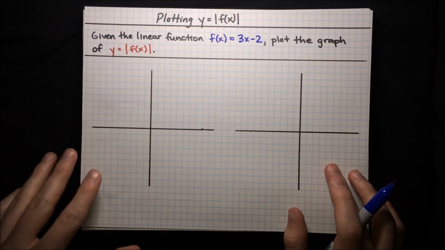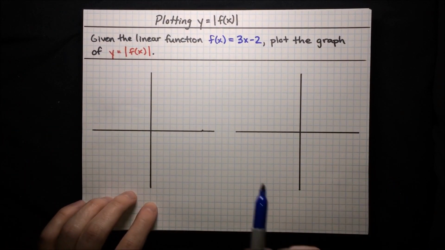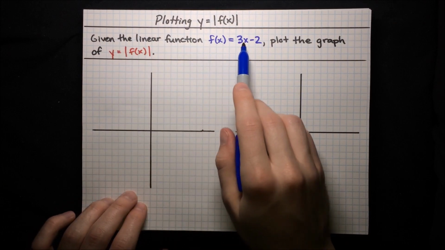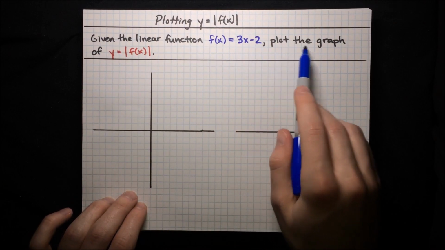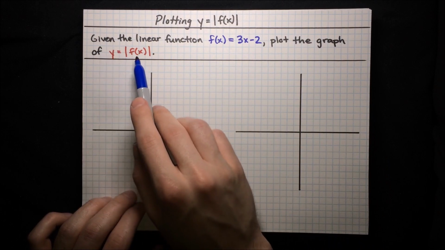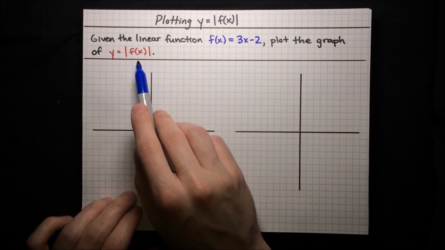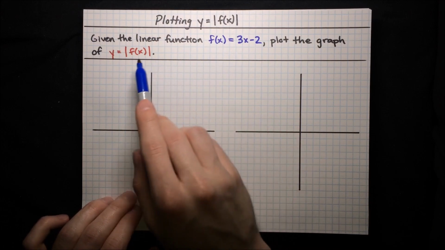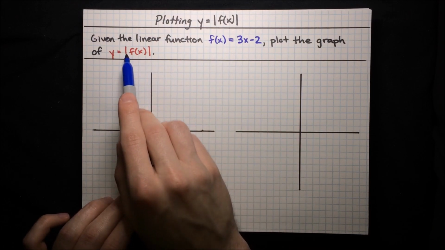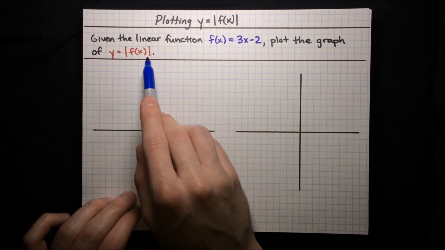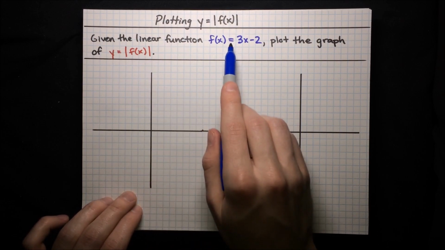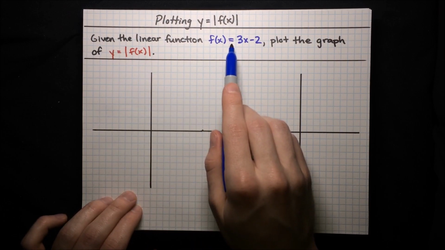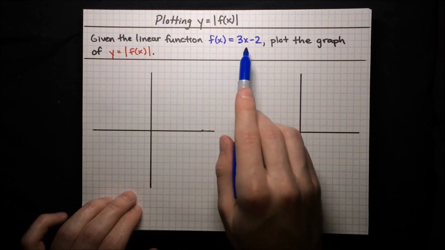Here's another example. It's the same idea. We've got a linear function, f of x is 3x minus 2, and we want to plot the graph of y equals the absolute value of f of x. We're going to do this just like before. We'll use the graph of f of x and then just reflect the negative portion to get the graph of the absolute value of f of x. But first of all, this time we have to construct the graph of f of x on our own. It's not just given to us.